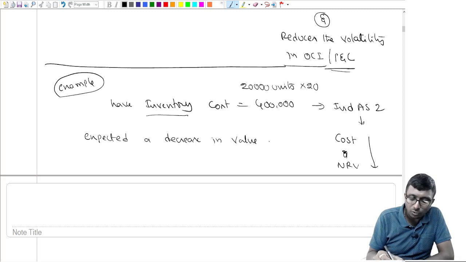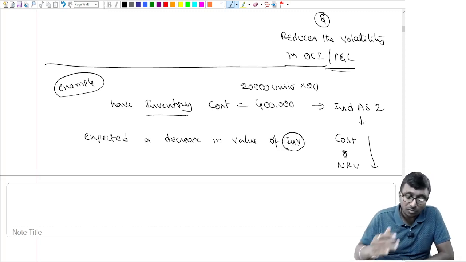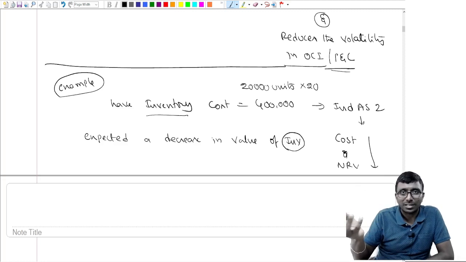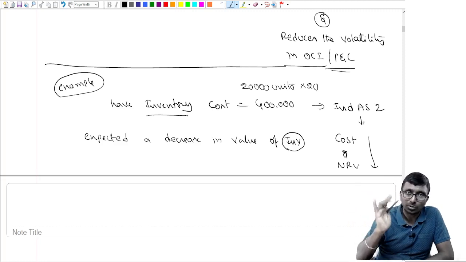Decrease in value of what? Decrease in value of this inventory. I'm expecting that 4 lakh rupees worth of, I mean, cost is 4 lakh. Correct. There may be less demand and more supply, whatever the reason, the value of the stock will fall. It may fall to maybe 3,80,000, something like that. So I will make a loss of 20,000, something like that, I'm expecting.